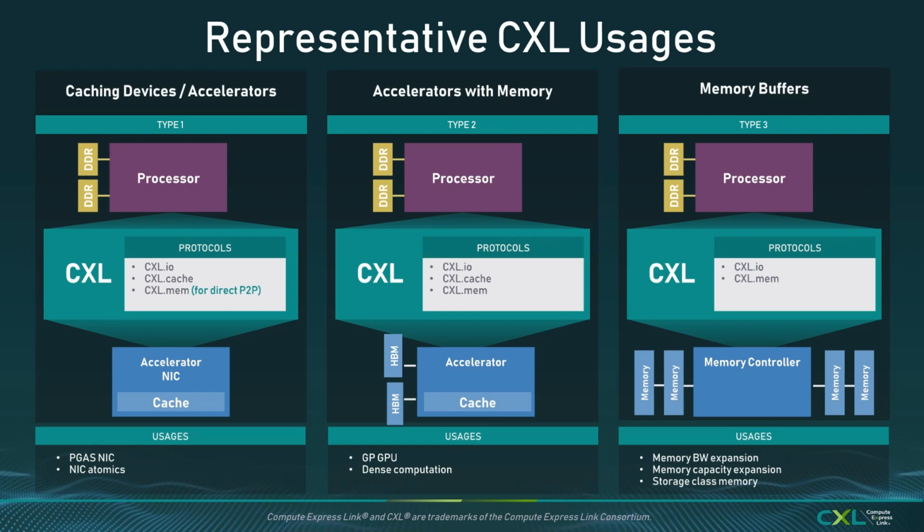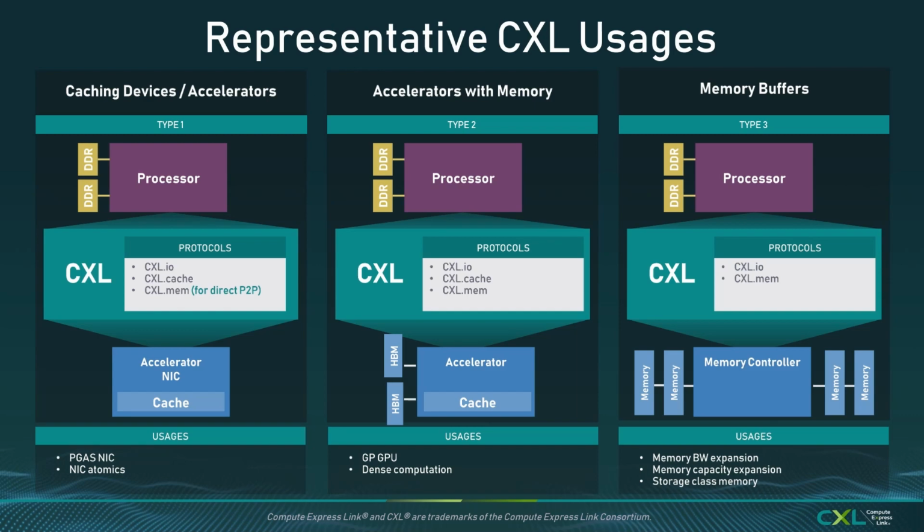Type 2 devices are the ones that have memory associated with an accelerator that you're mapping into the system memory address space. And to enable that, now you need to support all three protocols: CXL.io, CXL.cache, and CXL.mem. In all of these examples, the CXL.io protocol is required for device discovery, configuration, and enabling the devices. And then you make use of CXL.cache and .mem depending on your use case, right?